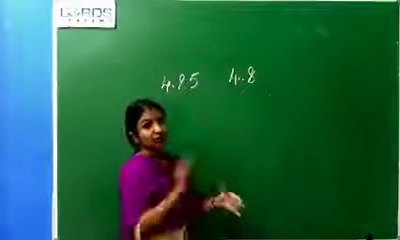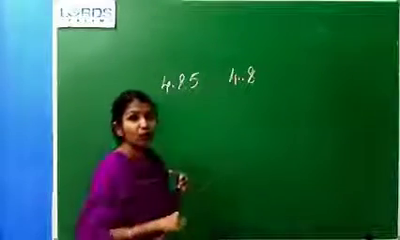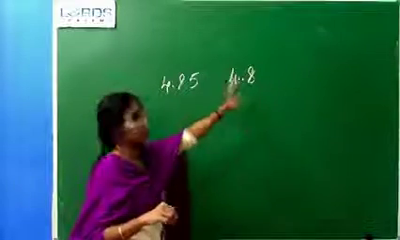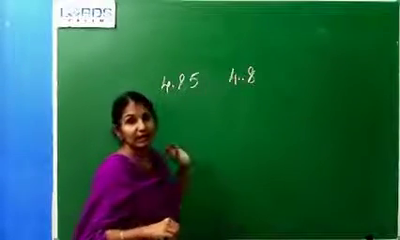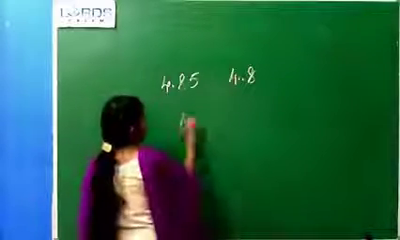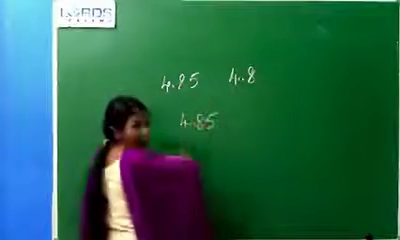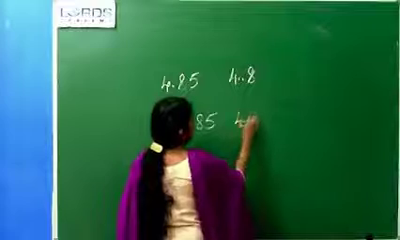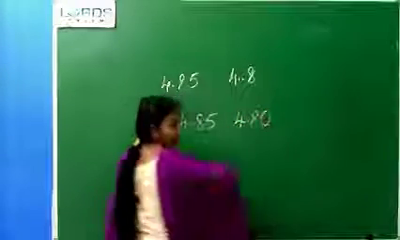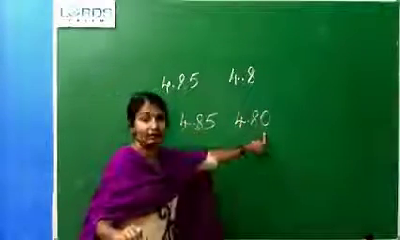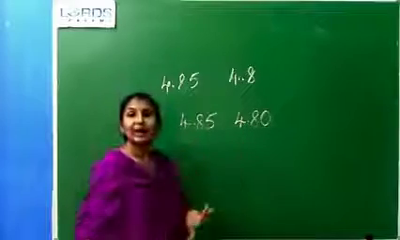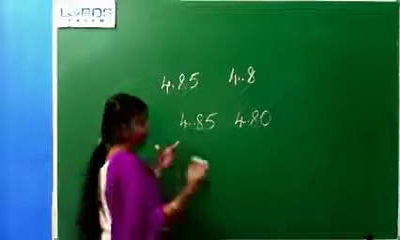So for easy work, we can do one thing. First we will convert these into like decimals. How can we convert into like decimals? 4.85 and 4.80. We added a 0 along with that. Now these two became like decimals. Now it's easy to compare.